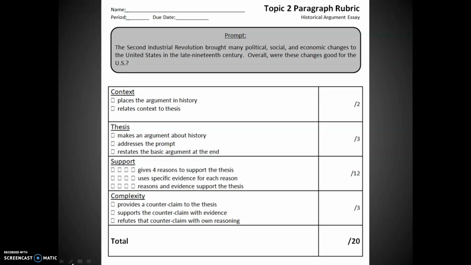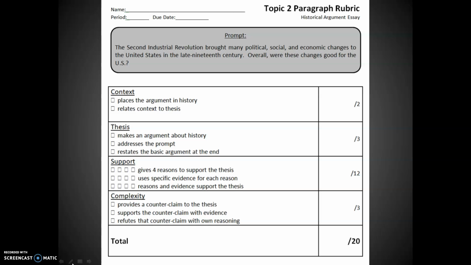Most of the points come from support. I expect 4 reasons, not 3, to support your thesis. So 4 reasons why it was good or 4 reasons why it was bad. Specific evidence for each reason. And this is basically pulling out some history buzzwords and vocab terms that you can attach to whatever your reason is, and make it look like you know what you're talking about. And then the last thing is just to make sure that your reason and evidence clearly support the thesis. So when I look at your reason, it ties back to the thesis. Your evidence ties to the reason. Basically that everything gels. More likely you're going to be doing this anyways when you're putting in the reason, but this sort of gives you a little bit of a cushion.